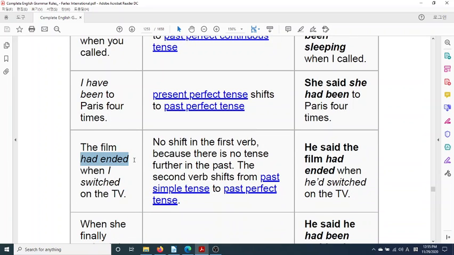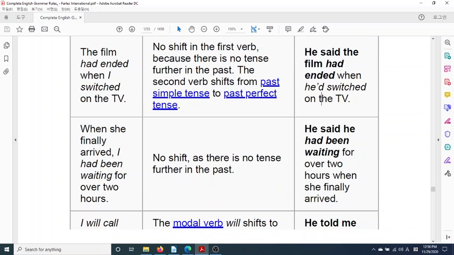The film had ended when I switched on the TV. So this is already past perfect tense. So it's just keeping past perfect tense. He said the film had ended when he switched on the TV. When she finally arrived, I had been waiting for over 2 hours. So this is past perfect continuous. You can't make it any more past from that, so you just keep it as is. He said he had been waiting for over 2 hours when she finally arrived.